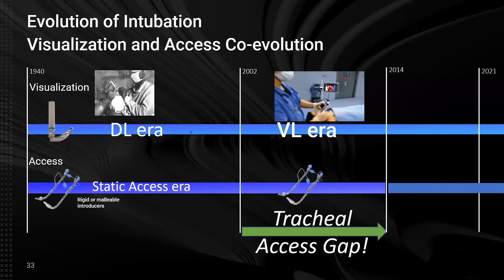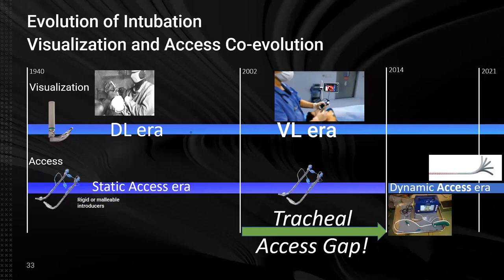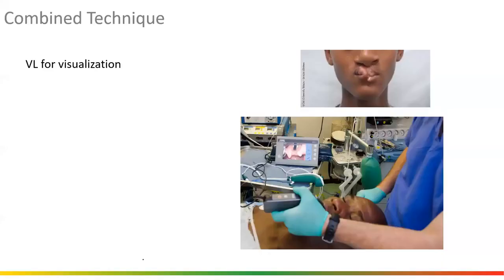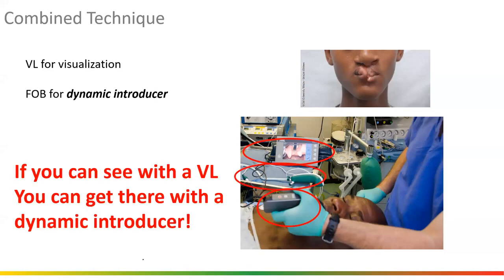2012 to 2014 is about when people started using fiber optic bronchoscopes as dynamic stylets. And that began the dynamic access era. When we use those tools together, we call this a combined technique, and we're going to drop into combined technique a little bit here. Again, VL for visualization, fiber optic bronchoscope for dynamic access.